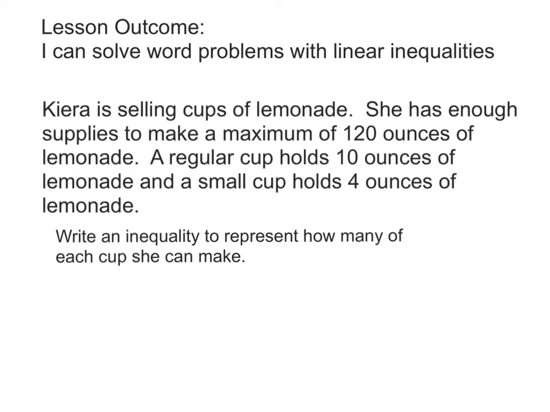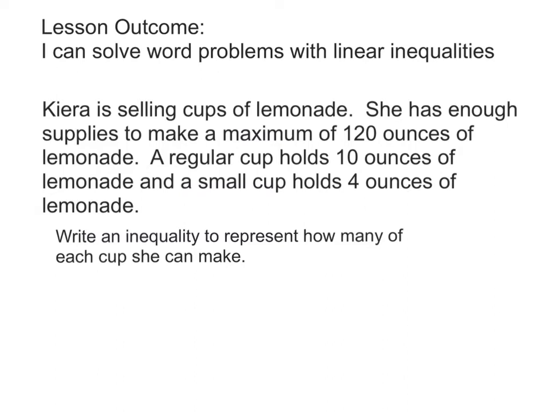So the first example is Kiera is selling cups of lemonade. She has enough supplies to make a maximum of 120 ounces of lemonade. A regular cup holds 10 ounces of lemonade, and a small cup holds 4 ounces of lemonade. Write an inequality to represent how many of each cup she can make.